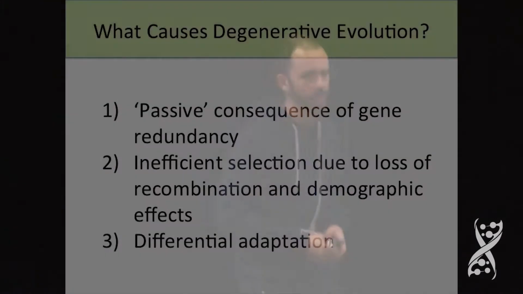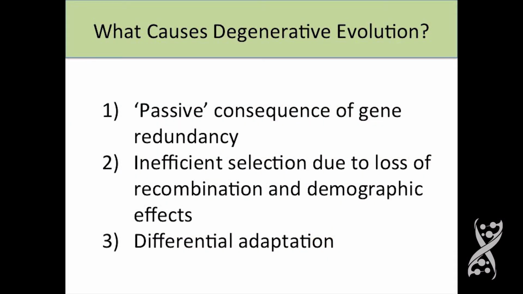Okay. All right, so we can think of various possible explanations for this degenerative evolution. So one of the most intuitive, I think many of you may think about, and many of us sort of assume is the null model, is that this is a passive consequence of gene redundancy. We have a copy on the X. Why do we need a copy on the Y? So it may just sort of be a passive neutral degenerative process.